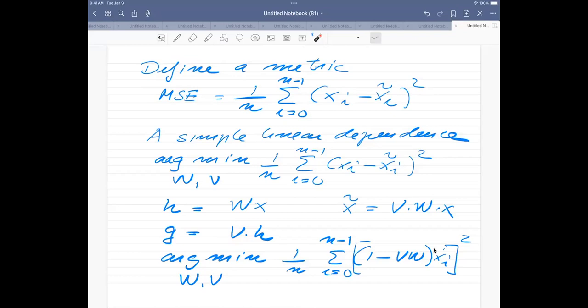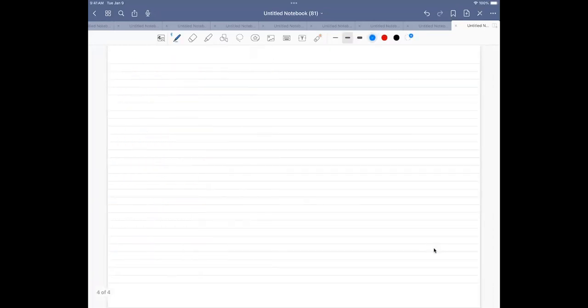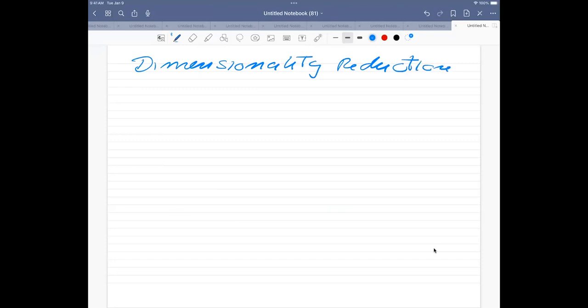In order for you to see this, let's look at something which I've seen before, ordinary least squares. So to understand the dimensionality reduction, the first example we are going to look at is ordinary least squares.